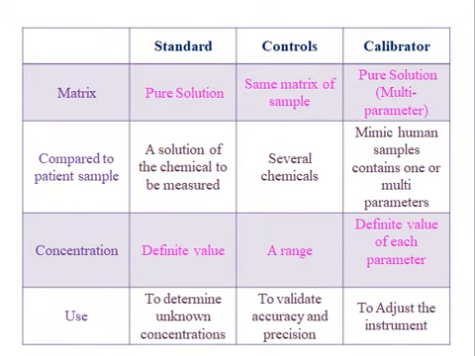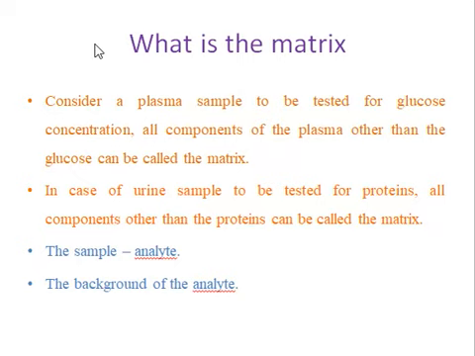Here, the solutions are compared, according to the first item, the matrix. So what is the matrix? The matrix is everything except the analyte or the parameter to be measured. So consider a plasma sample to be tested for glucose concentration. The matrix of this plasma sample will be everything except the glucose. All components of the plasma other than glucose will be the matrix.